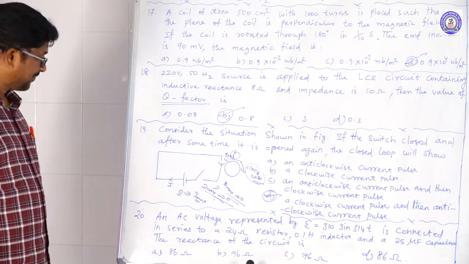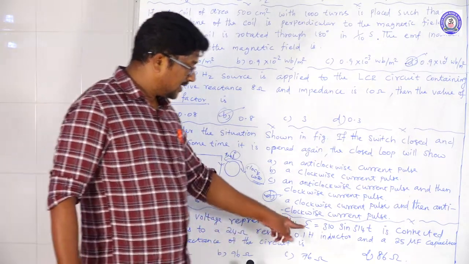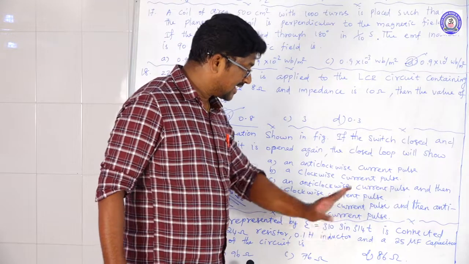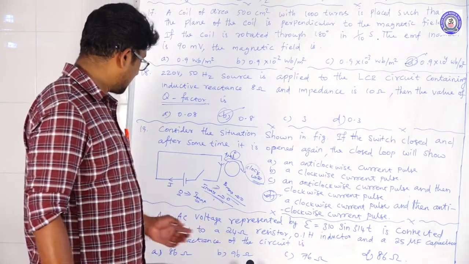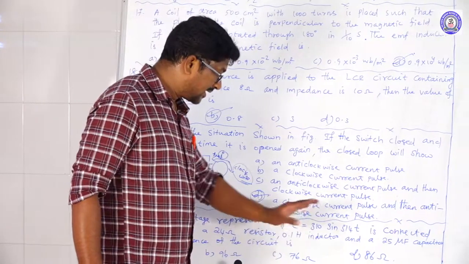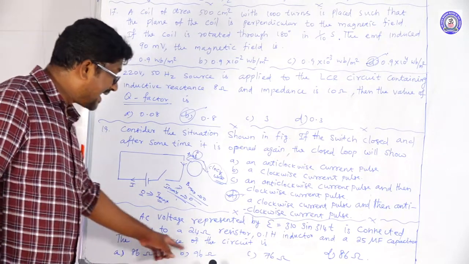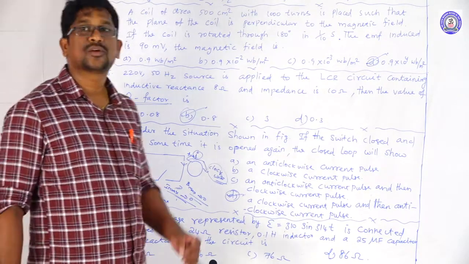Right? And the last problem. An AC voltage represented by E equal to 310 sin 314t is connected in series to a 24 ohm resistor, a 0.1 Henry inductor and a 25 microfarad capacitor. Find the reactance of the circuit. What is the reactance of the circuit?